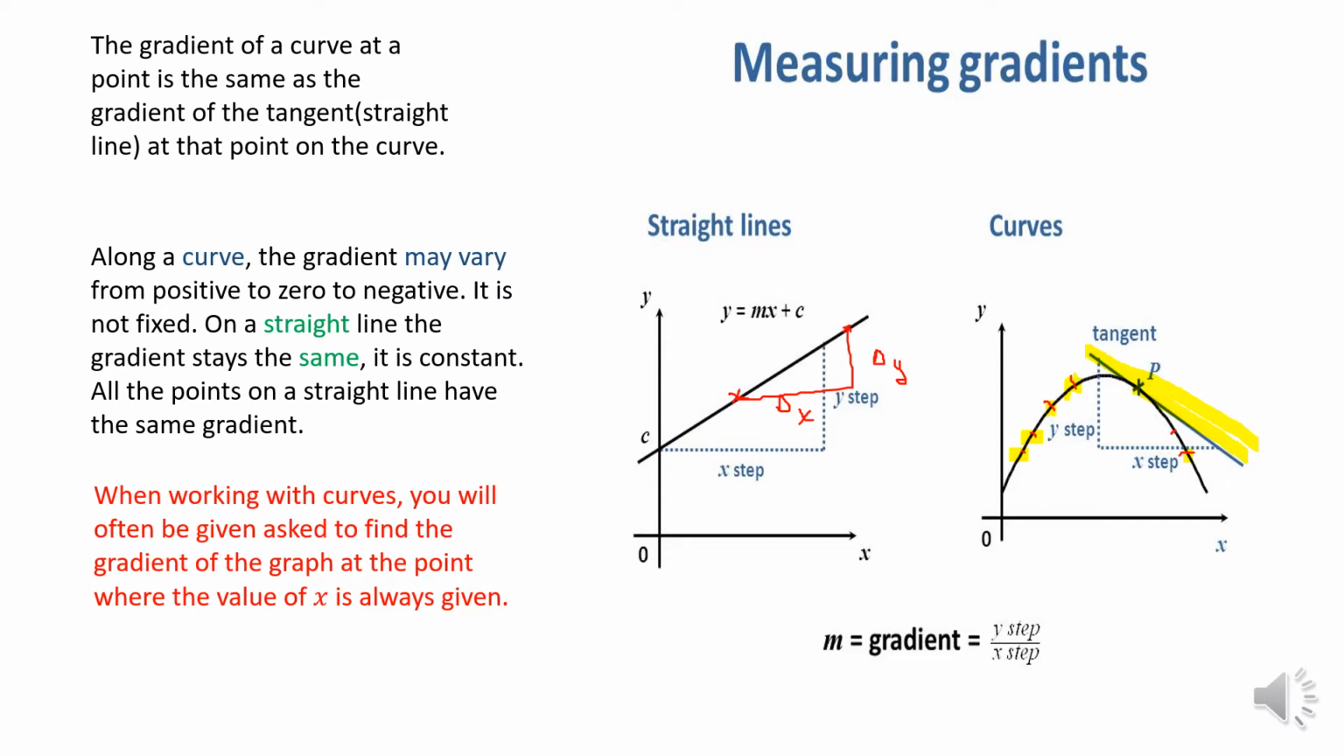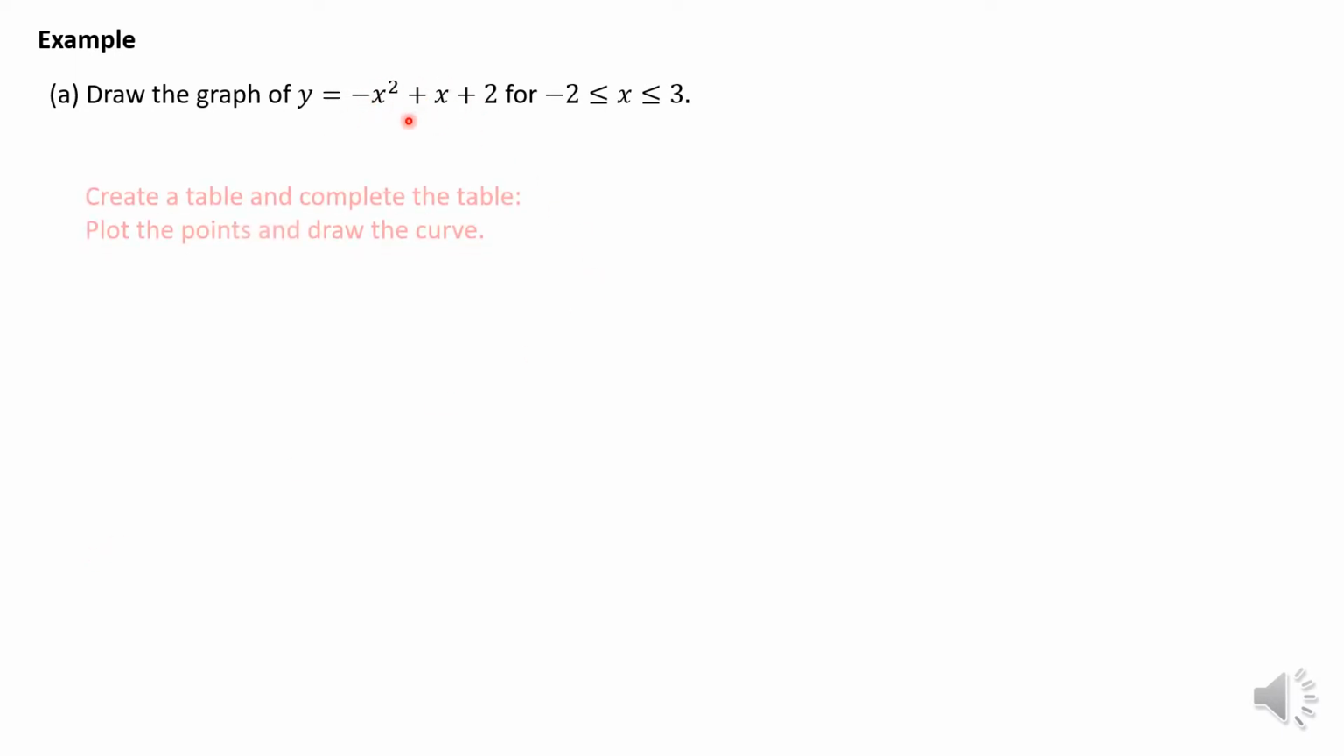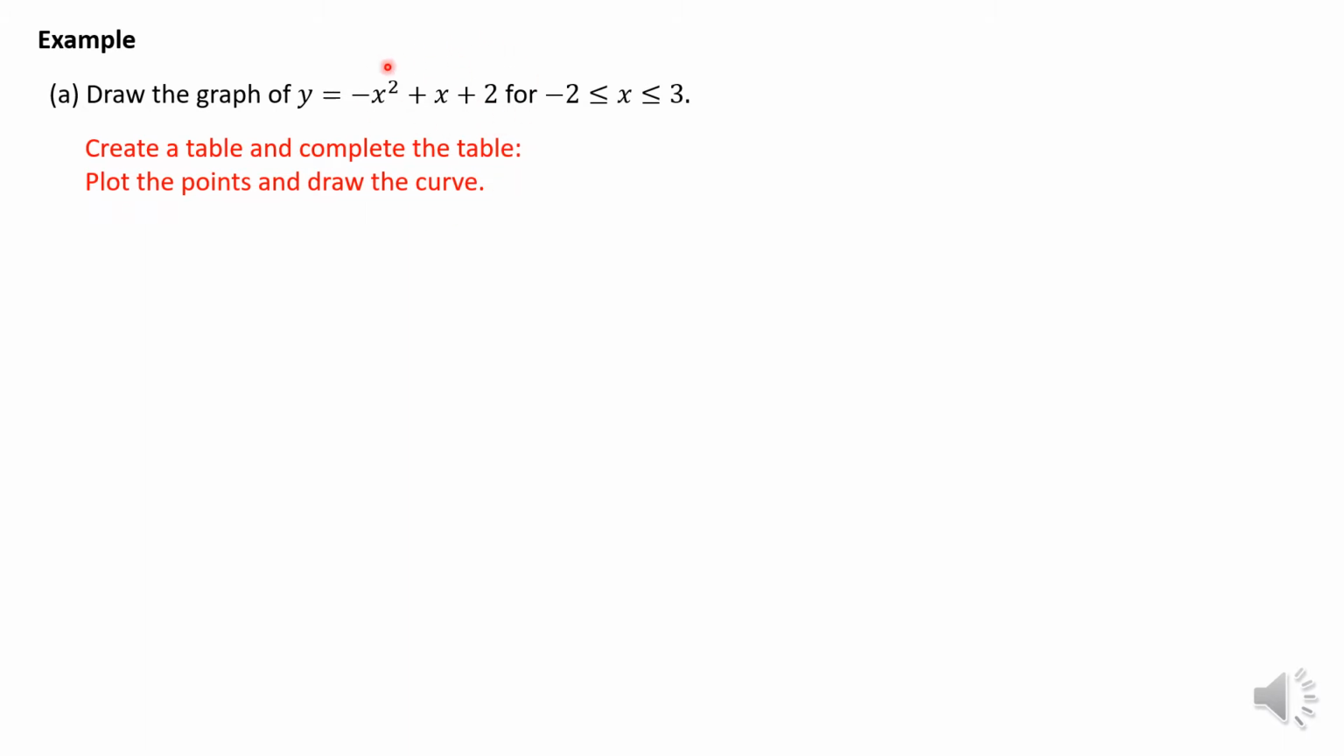So let me just do an example on this quickly. The example I have here says that you're supposed to draw a graph. From previous work on graphs, you would know that this is a parabola. In order for you to draw a graph, I would suggest that you complete a table first of values of x between -2 and 3, that is the domain.